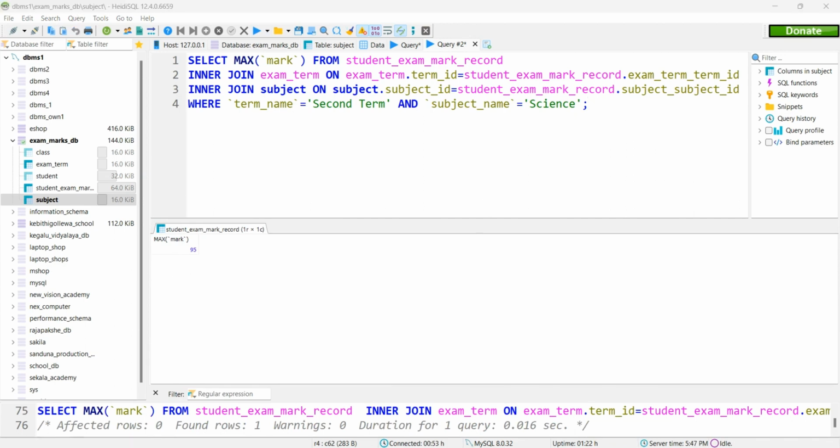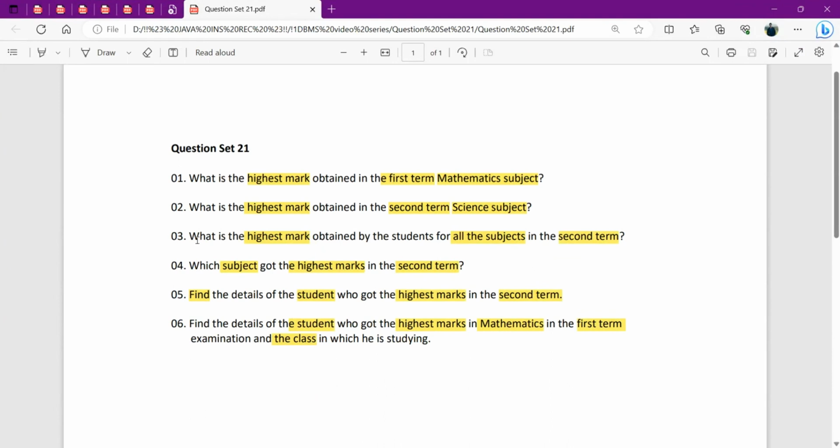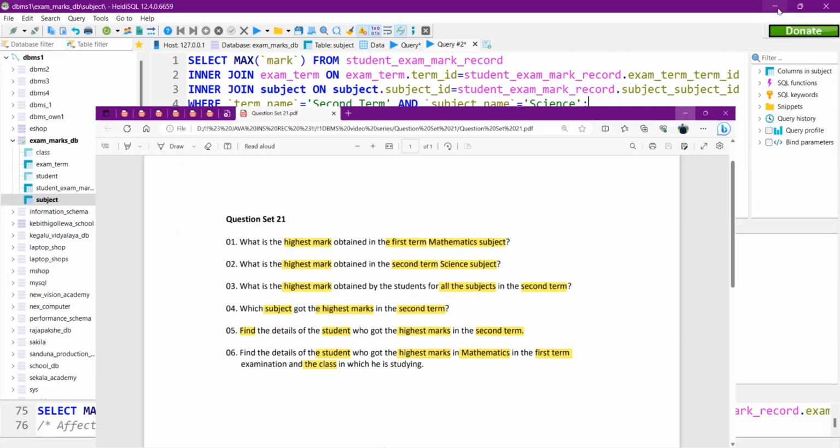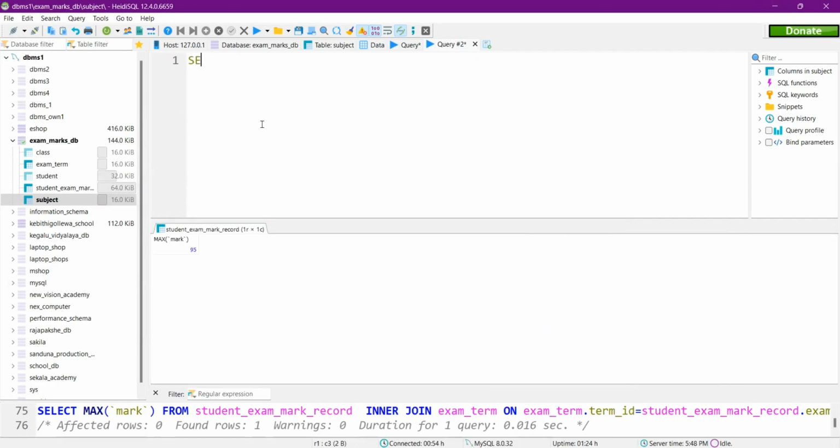So let's move on to the third question. What is the highest mark obtained by the students for all the subjects in the second term? So they've asked us the highest marks obtained by the students for all the subjects in the second term. So we need to find out the highest marks in the second term. So I'm going to write the query for the third question.